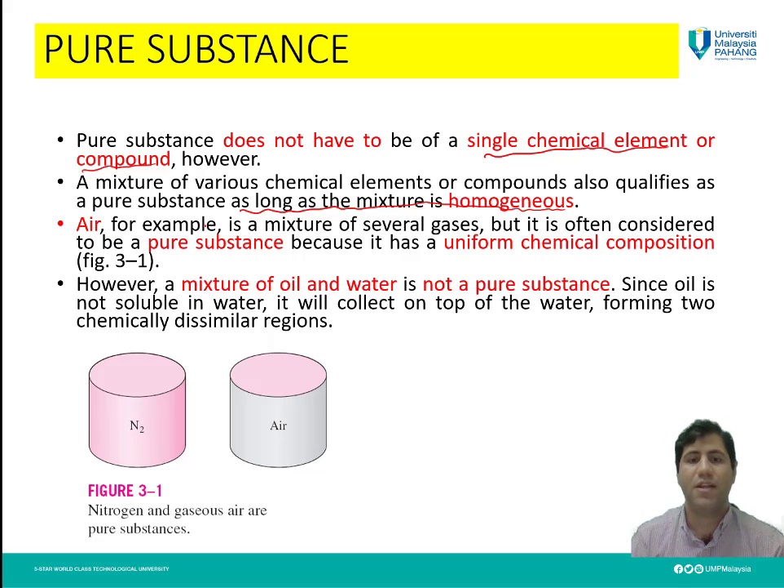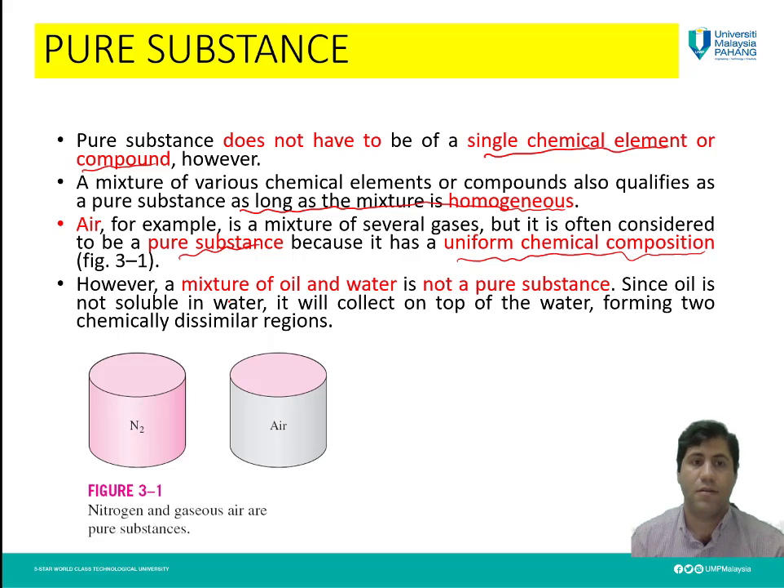For example, air is a mixture of several gases, but it is often considered to be a pure substance because it has a uniform chemical composition. Here is an interesting example of a mixture, a material which is a mixture of different gases, but still we can consider it as a pure substance because the chemical composition at each point of this material is identical to any other point of that material. So we call that a pure substance because it has a uniform chemical composition.